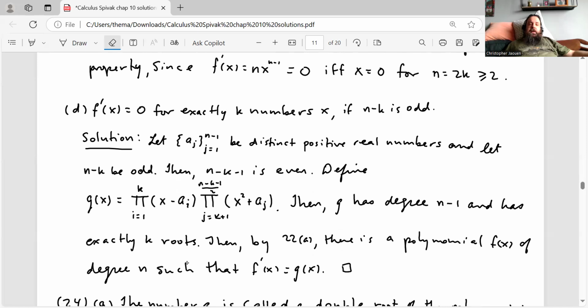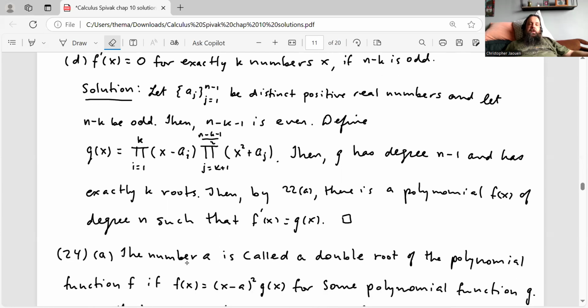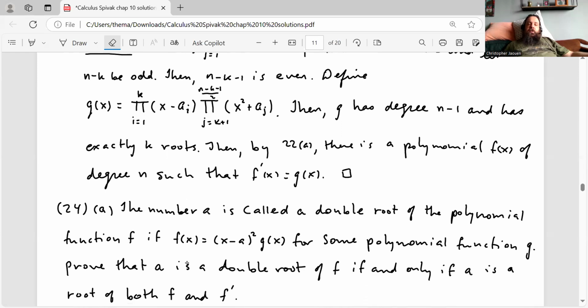All right, and then part D, f prime of x equals 0 for exactly k numbers x if n minus k is odd. Let aj again be a sequence of distinct positive real numbers, and let n minus k be odd, so that n minus k minus 1 is even. We can define g of x to be the product of x minus ai, i going from 1 to k, times the product of x squared plus aj, where j goes from k plus 1 to (n minus k minus 1)/2. Then g has degree n minus 1 and has exactly k roots. Then by 22a, there's a polynomial f of x of degree n such that f prime equals g of x.